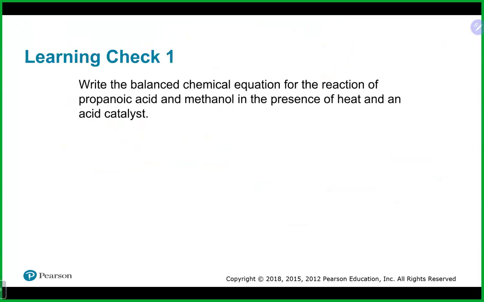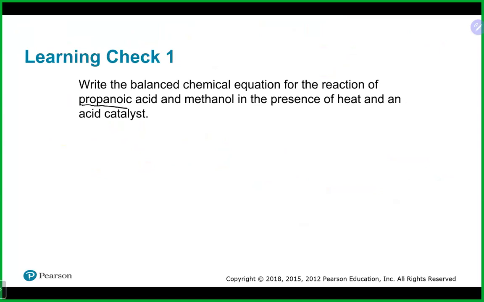All right, continuing on there. So why don't we do this one? Let's write the balanced equation for the reaction of propanoic acid with methanol with heat and an acid catalyst. It's good practice drawing all those, so why don't we draw the structures of all that and then draw what you get.